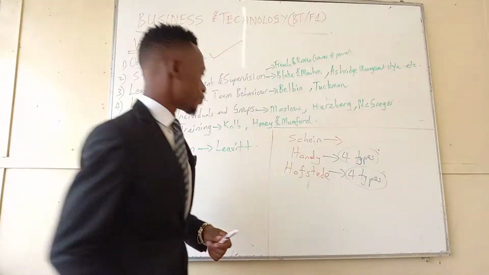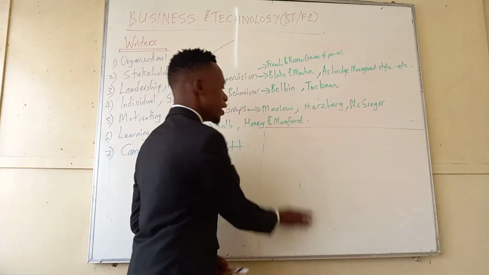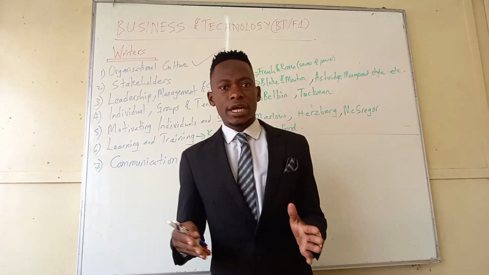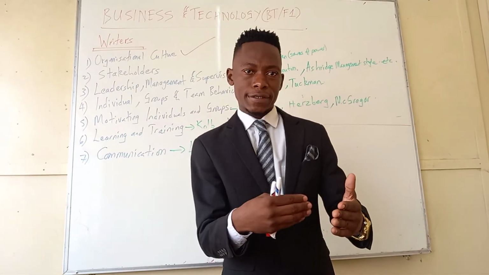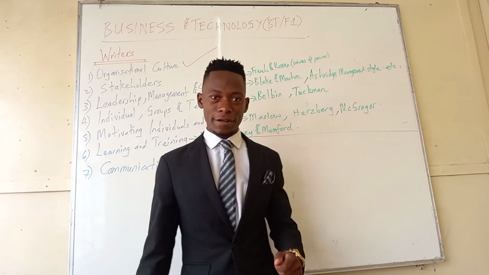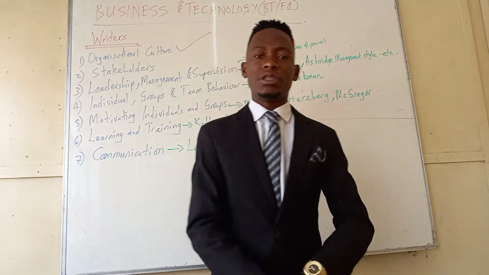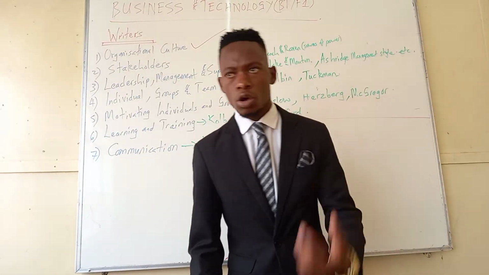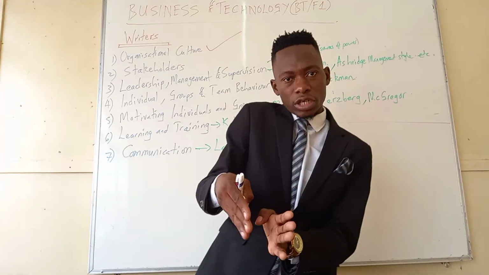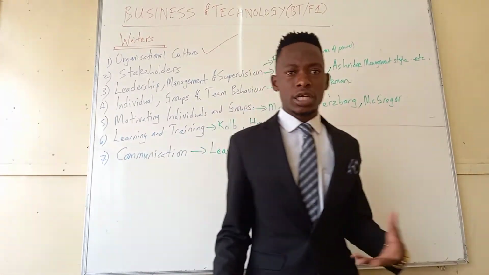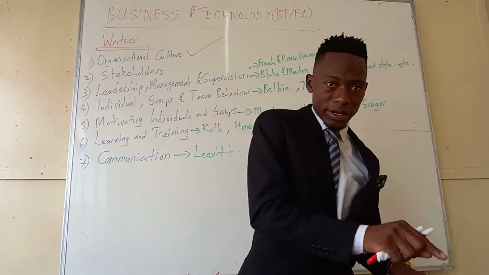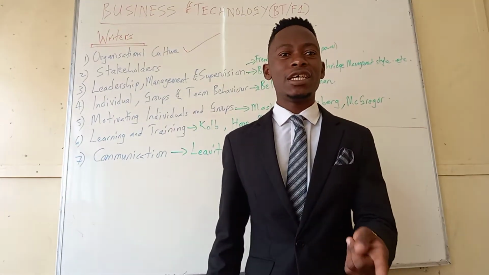Then we do have stakeholders. Yes, stakeholders. What is a stakeholder? If you can influence, if you can affect or be affected by the company's activities, that means you are a stakeholder. We do have internal stakeholders, those that work within the company, which is the employees, managers, and the directors. We have the connected stakeholders. Who are the connected stakeholders? The connected stakeholders are the kind of stakeholders that, if they are not there, the business won't operate, the company won't operate.